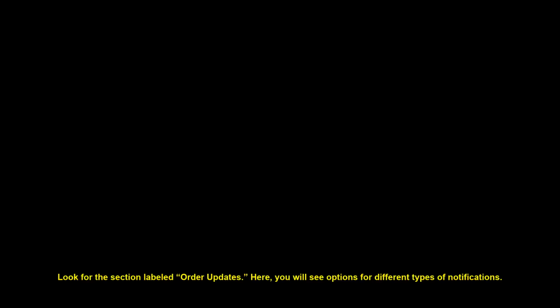Here, you will see options for different types of notifications. Find the toggle switch next to Order Update Alerts. Click the toggle switch to turn off the alerts.